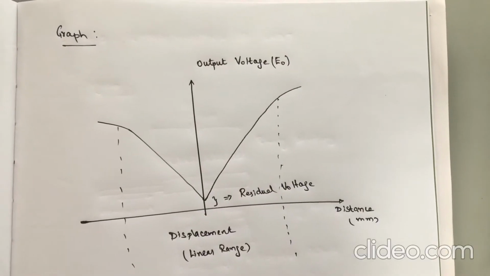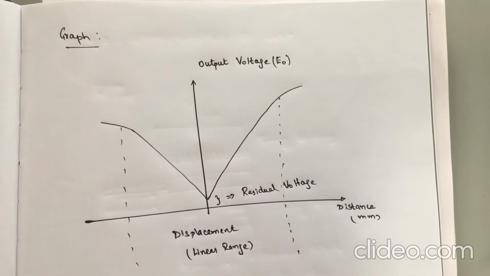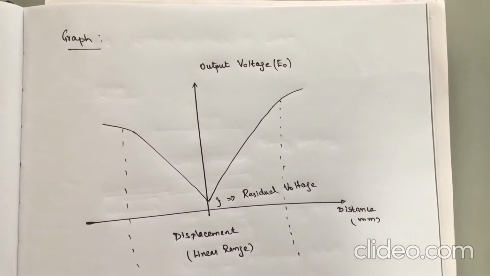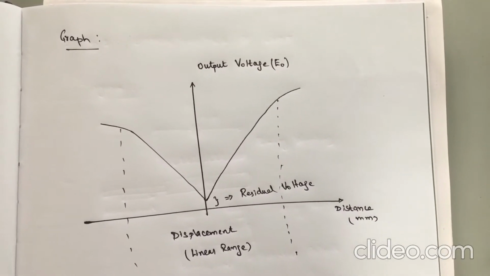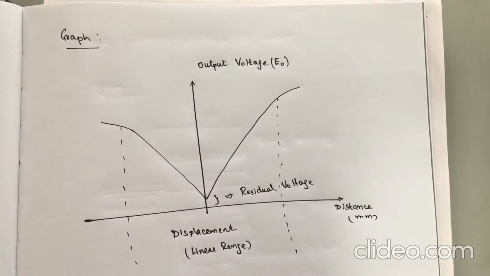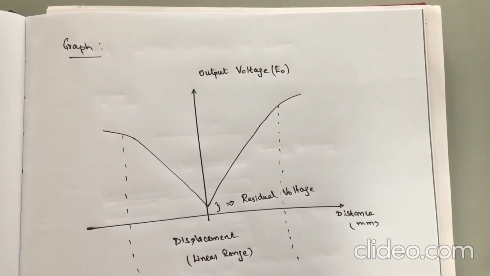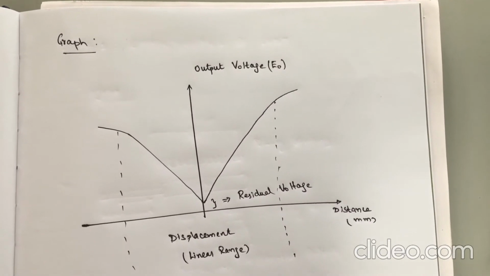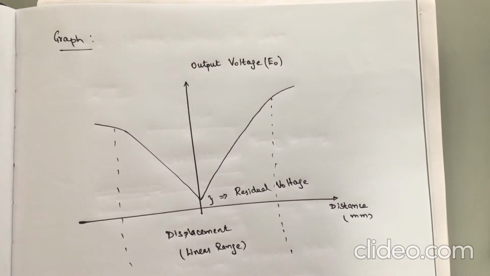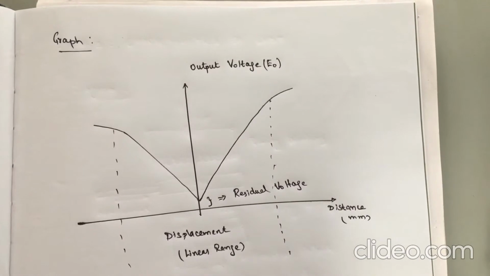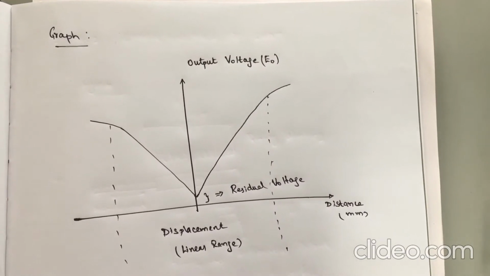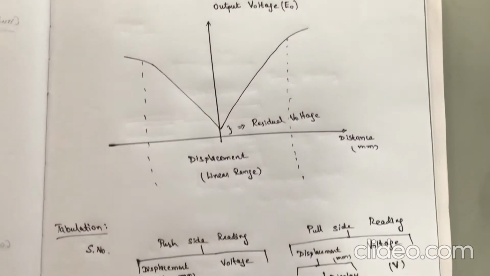Here is the graphical representation of our experimental results of LVDT. The x-axis is distance, nothing but the displacement of the core in mm, and the differential output voltage E naught is on the y-axis. How this graph is plotted and how the experimental results are replicated is shown with the help of the following tabulation.